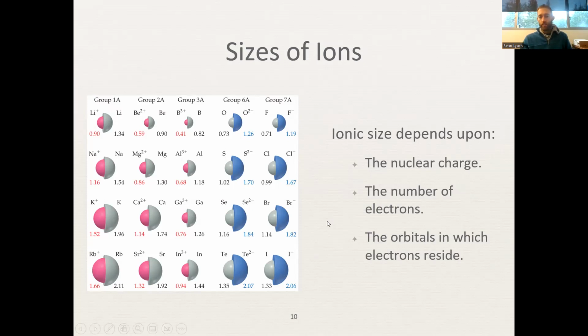And with this concept of atomic radius, we'll want to keep that in mind when we look at the other trends, because that's going to help explain why we see what we see with the ionization energy and the electron affinity.